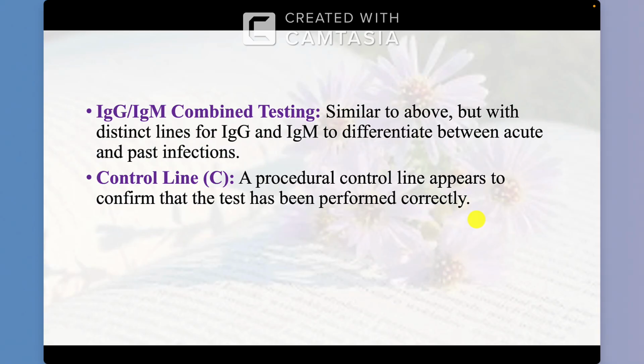Sometimes we combine IgG and IgM in a combined test, similar to what we explained in the last slide. There are distinct lines for IgG and IgM, to differentiate between acute and past infection. IgM is recent infection, and IgG is past infection.